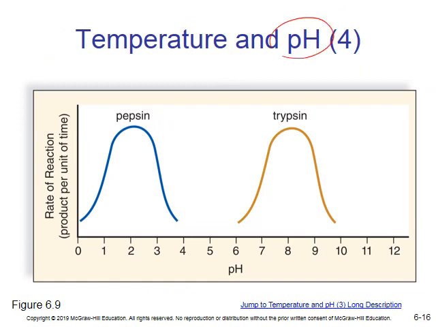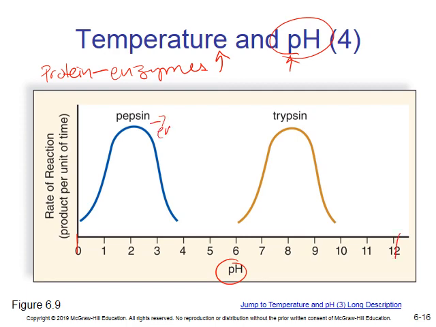Here's an example of pH. So proteins, and remember enzymes are proteins, can change due to temperature or pH. So temperature can affect an enzyme, pH can affect an enzyme. So here's our pH scale. This is 0 to 12.